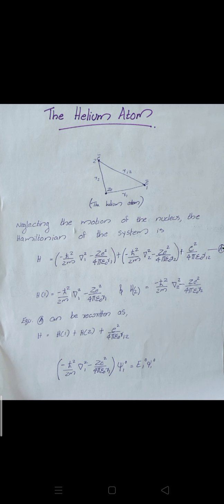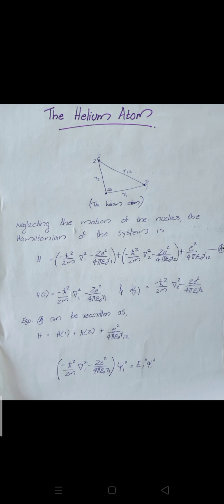Hi friends, we are going to discuss the topic, the helium atom. As we know, the helium atom consists of a nucleus of charge Ze at the origin and two electrons with radius vectors r1 and r2 as shown in the figure.